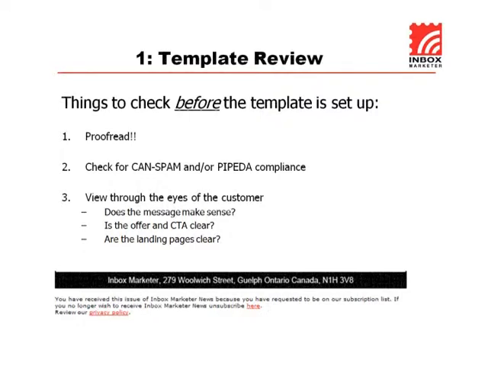Remember to check for CAN-SPAM and PPIDA requirements. A physical mailing address must be included, as well as links to your privacy policy and unsubscribe form. The example at the bottom of this slide is a standard footer message from our own inbox newsletter. The privacy elements can be short and sweet as shown in this example, but must be present.